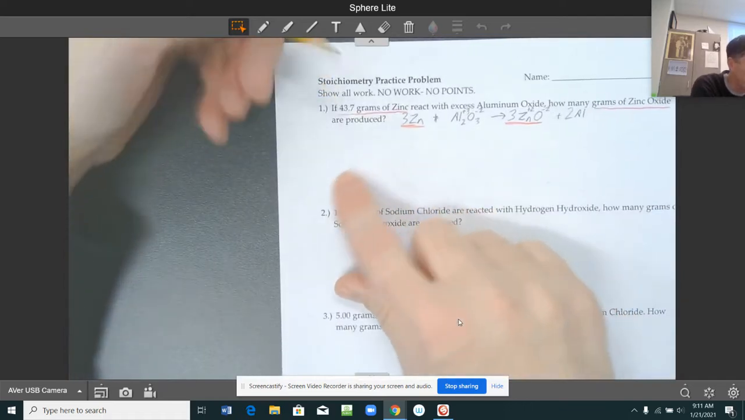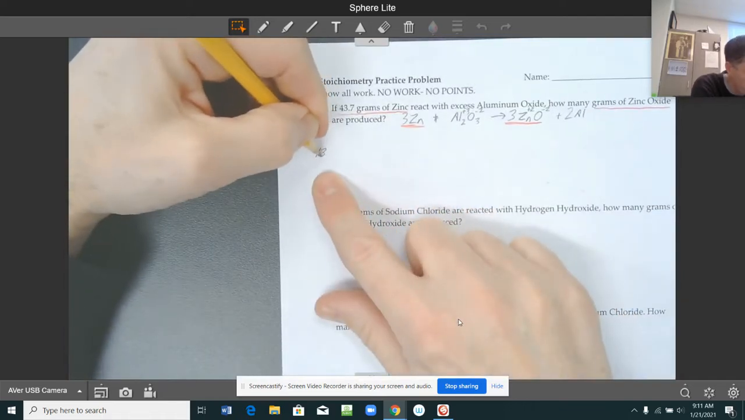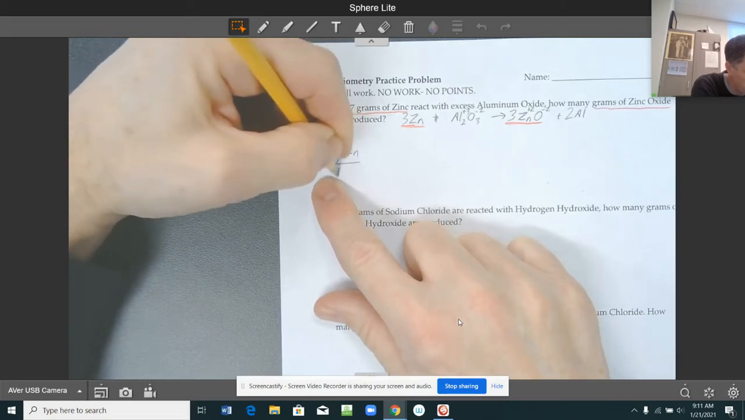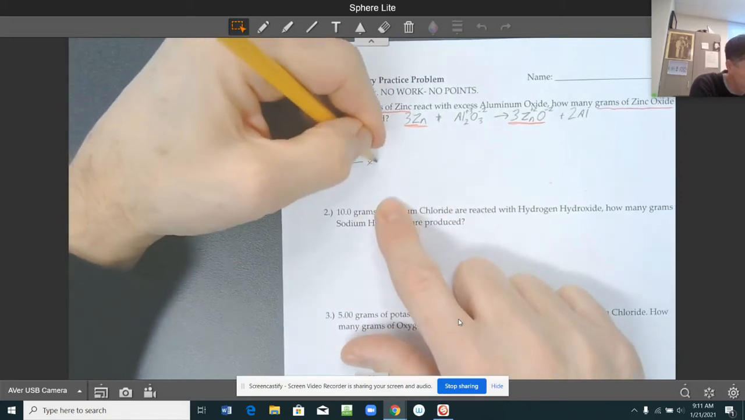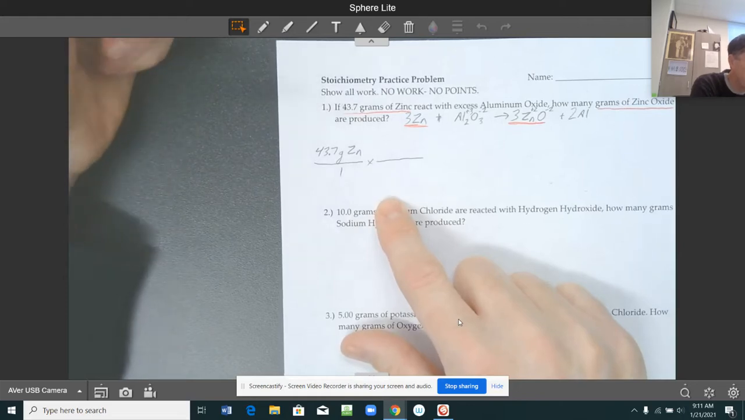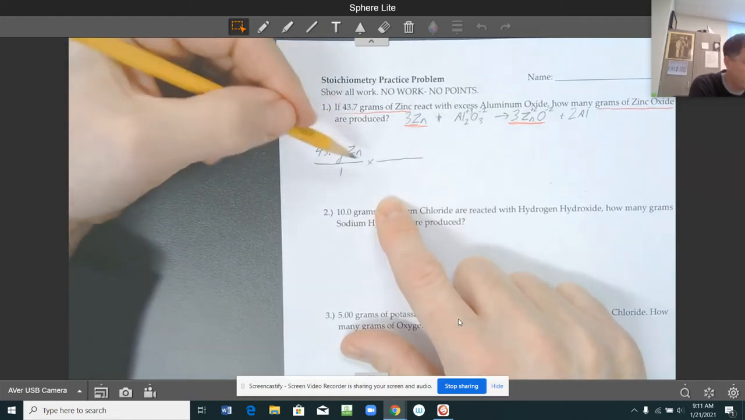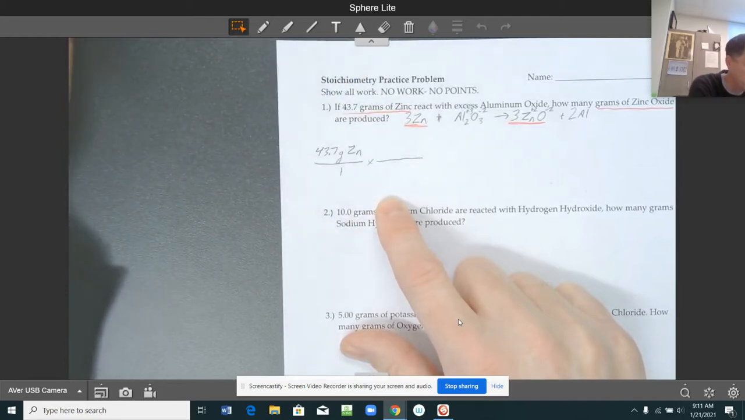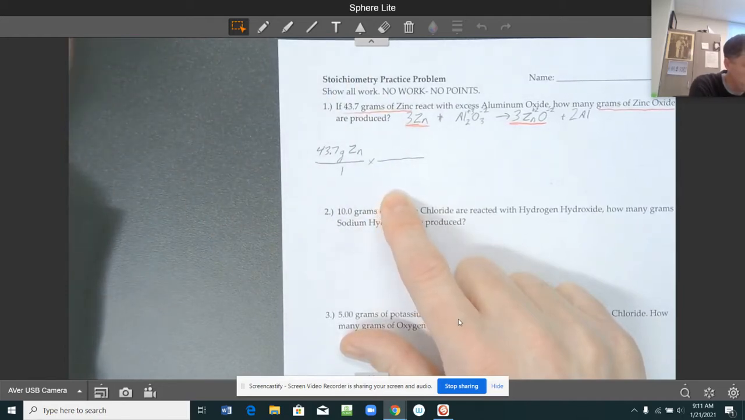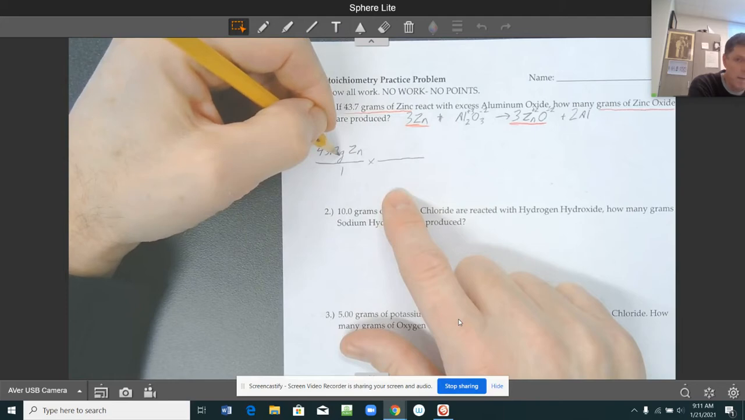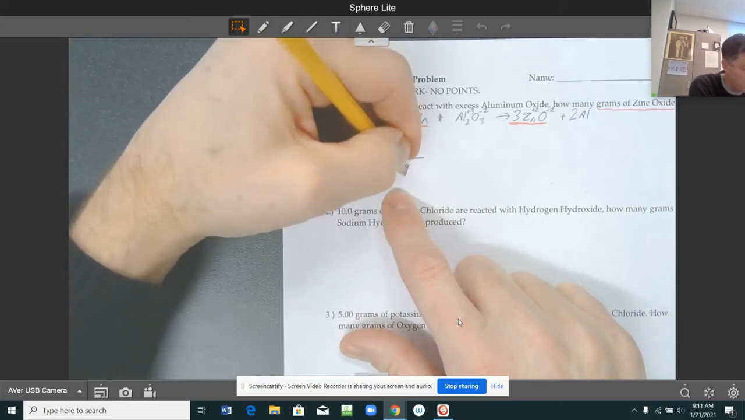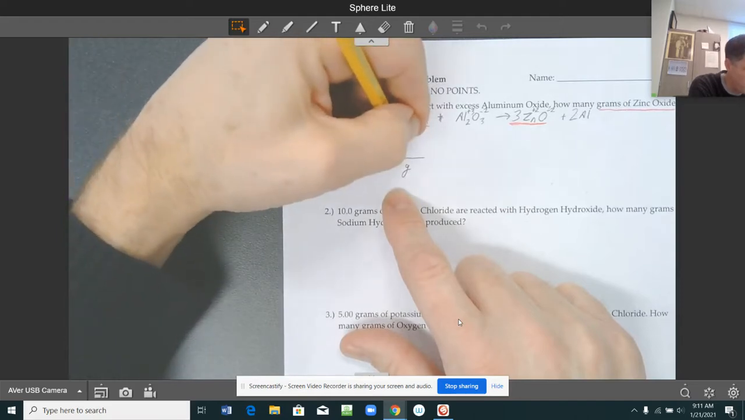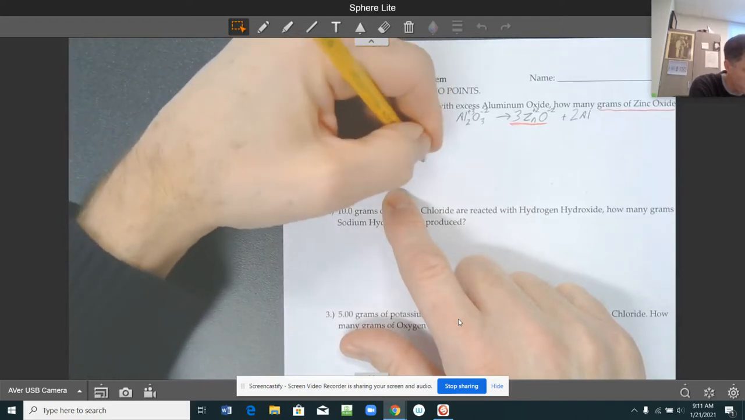Start with the given value. So I've got 43.7 grams of zinc. Put it over 1. Right now I can't do anything else there. And I need to figure out, okay, I've got to go from grams to moles because we can't do anything with grams. We always have to have moles. So I've got to get rid of grams, dimensional analysis. That means grams have to go on the bottom. Just got done saying grams need to go to moles. That's the only thing we can really do with grams is go to moles.